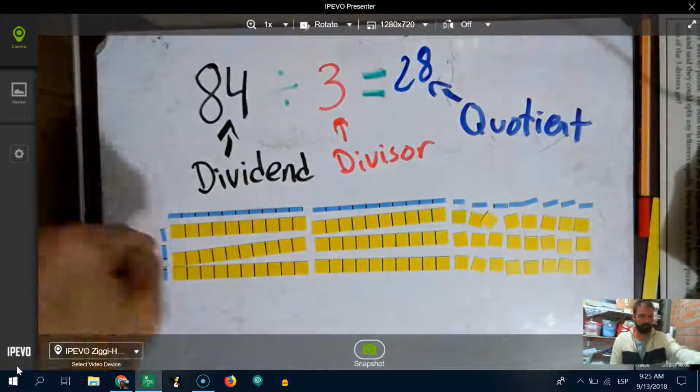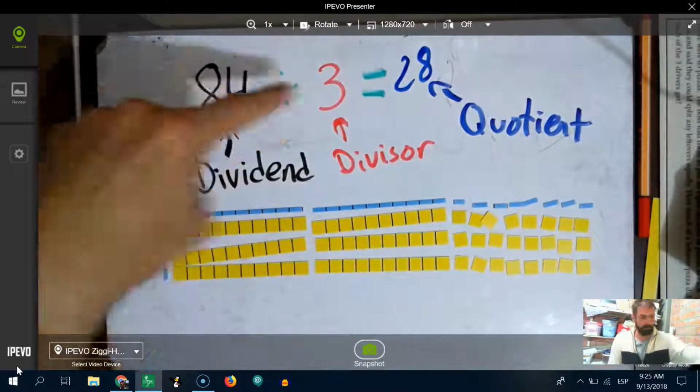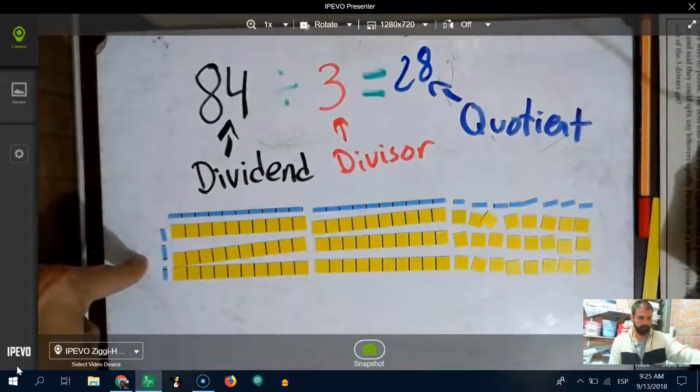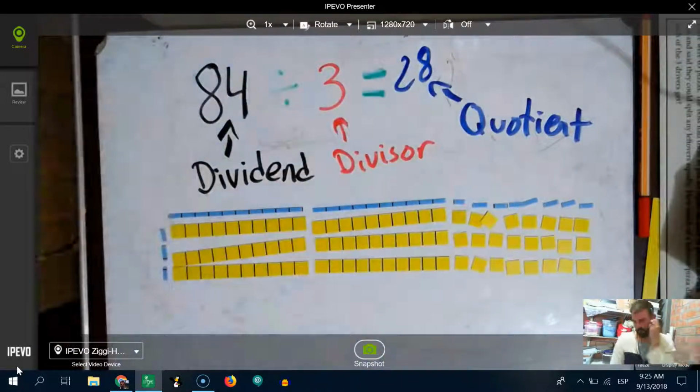Okay. So our dividend, 84. That's the yellow pieces. Our divisor is 3. That's on this side. Okay. And our quotient is up here, which is 28. Okay, hopefully that makes sense.